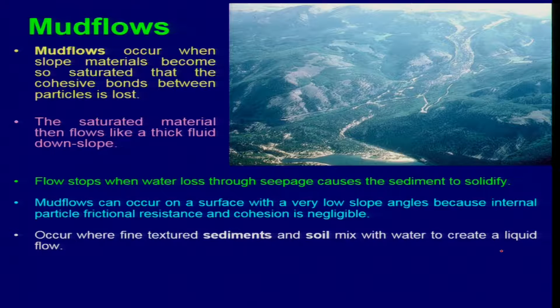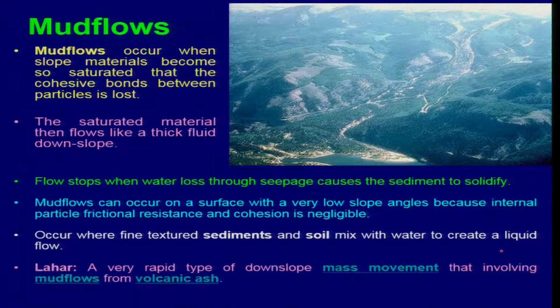So, this occurs when slope material becomes so saturated that the cohesion bond between the particles is lost. So, this is an example again. We have talked about the mud flows, the lahar flows. They are very rapid downslope movements that involve mud flows from volcanic ash. So, mud flows can occur on surfaces with very gentle slope, because the internal particle friction resistance and the cohesion is negligible on that slope. So, this may occur on even very gently sloping surfaces.